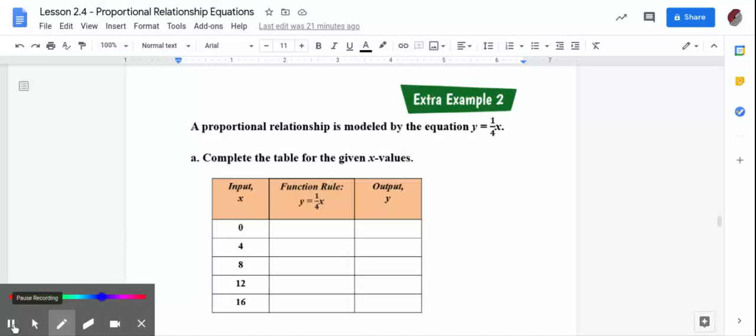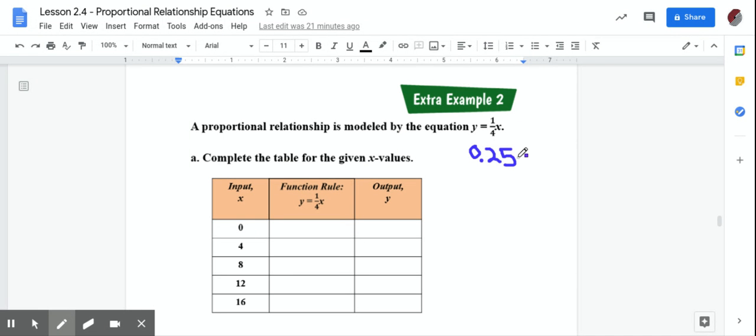A proportional relationship is modeled by the equation y equals 1/4 x. So in this case, I'm going to check to see what 1/4 is as a decimal. To do that, I would go 1 divided by 4, and I'd get 0.25. And so that would be our unit rate here. So I'm going to multiply 0 times 0.25, and I'm going to get my output.